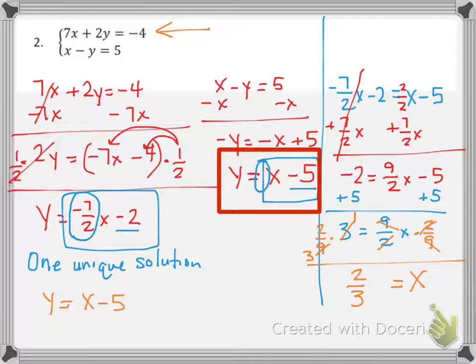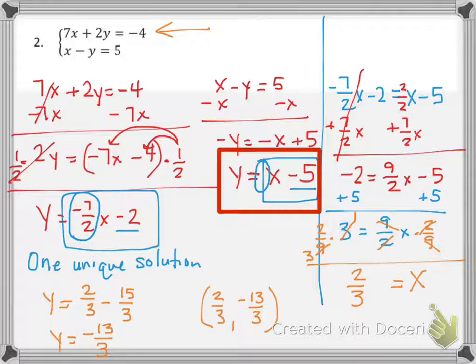And I know that x equals 2/3, so I'm going to substitute. So this is 2/3 minus 5, which would be 15/3. And then I can simplify. Y is equal to 2 minus 15, which is -13/3. So the ordered pair that will make both of these equations true is 2/3 for the x value and -13/3 for the y value. One unique solution. And I knew that just by looking at the slope-intercept form of the line.